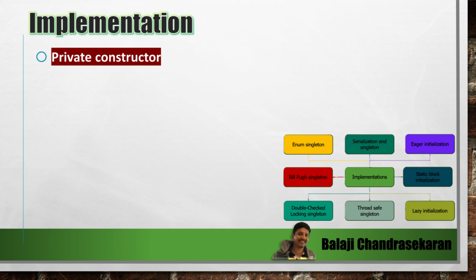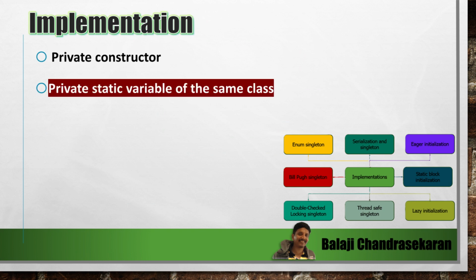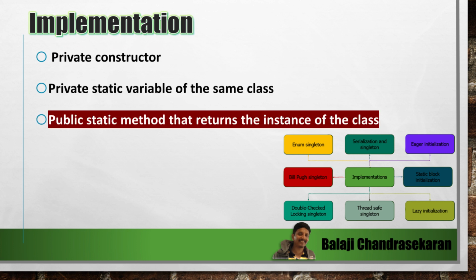To implement a Singleton pattern, we have different approaches, but all of them have the following common concepts. Private constructor to restrict instantiation of the class from other classes. Private static variable of the same class that is the only instance of the class. Public static method that returns the instance of the class. This is the global access point for the outer world to get the instance of the Singleton class.